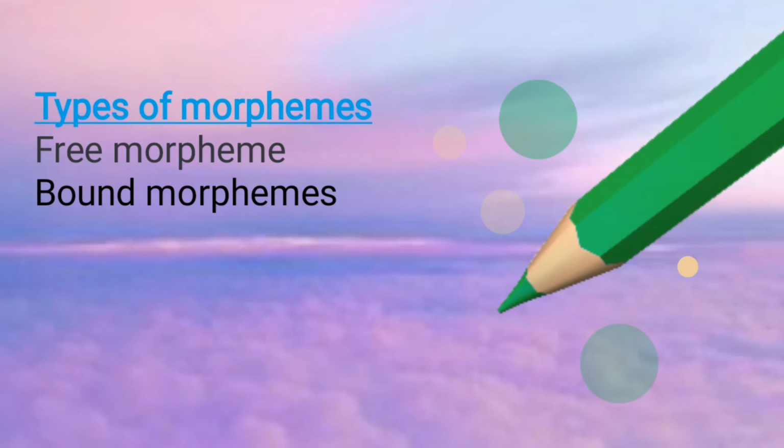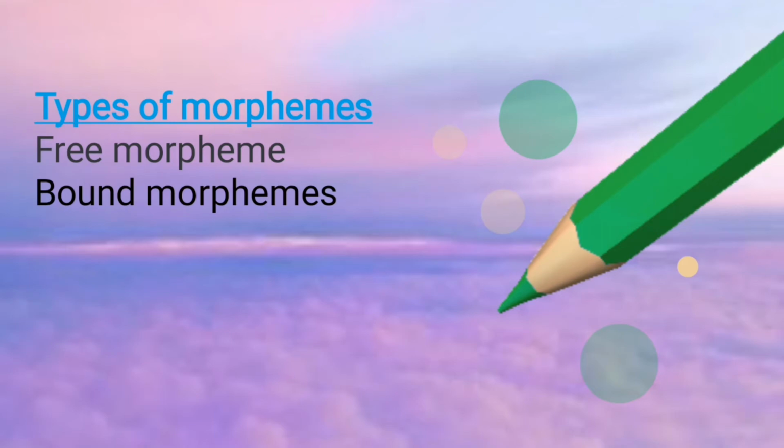So with the types of morphemes, we have the free morphemes and the bound morphemes. When we say a free morpheme, what comes into our mind? What do you mean when you say a free morpheme? What is a free morpheme? What constitutes a free morpheme?